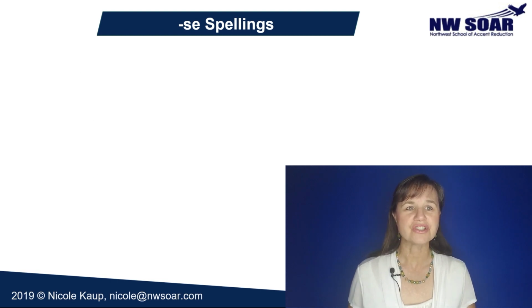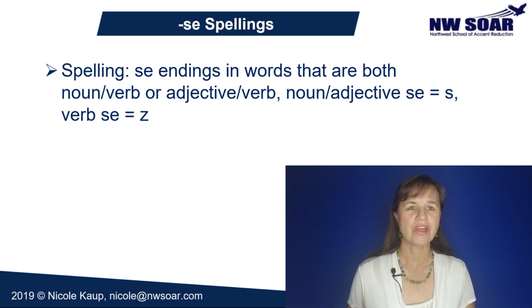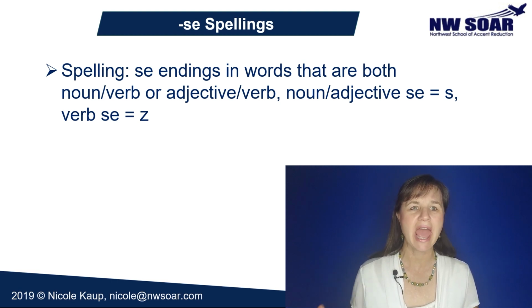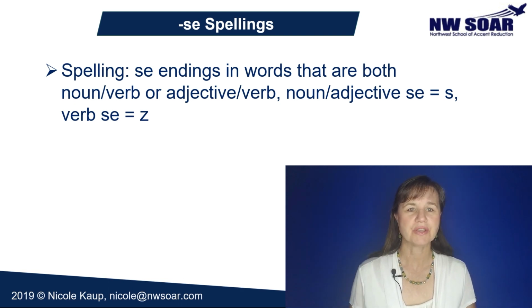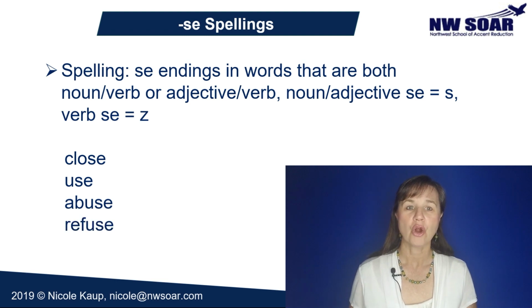There are a few words ending in SE that can be both a noun and a verb, or an adjective and a verb. In these cases, the SE endings of nouns and adjectives will be pronounced with an S sound, and the SE endings on the verbs will be pronounced with a Z sound. Examples of this include close and close, use and use, abuse and abuse, refuse and refuse, and house and house.